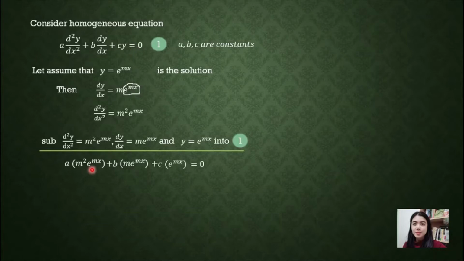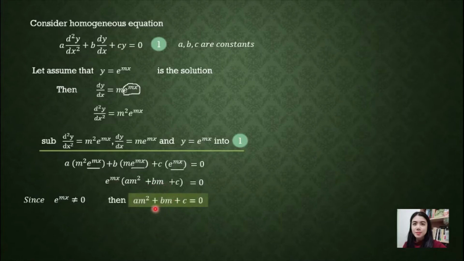If you look at this equation, all the terms here have e to the power of mx, so basically you can factor out e to the power of mx from those terms. What remains are am squared, plus bm, plus c only, and they equal 0. But we know that e to the power of mx cannot be equal to 0. Then the thing that equals 0 will be this equation. So we have this equation equal to 0.